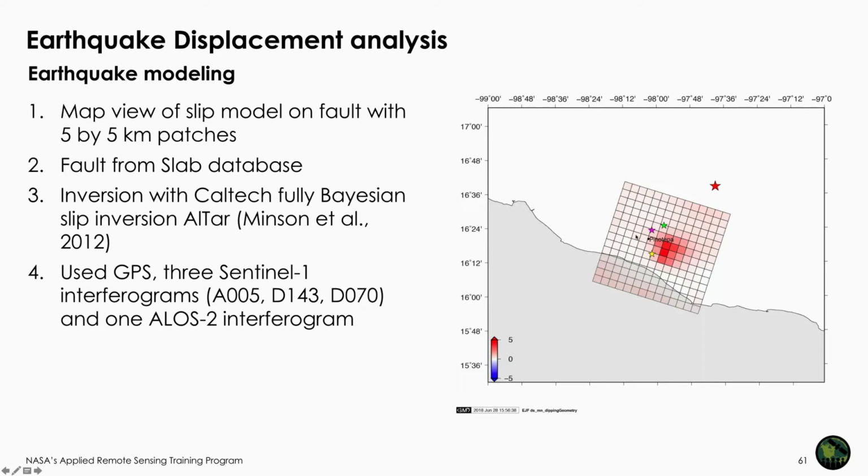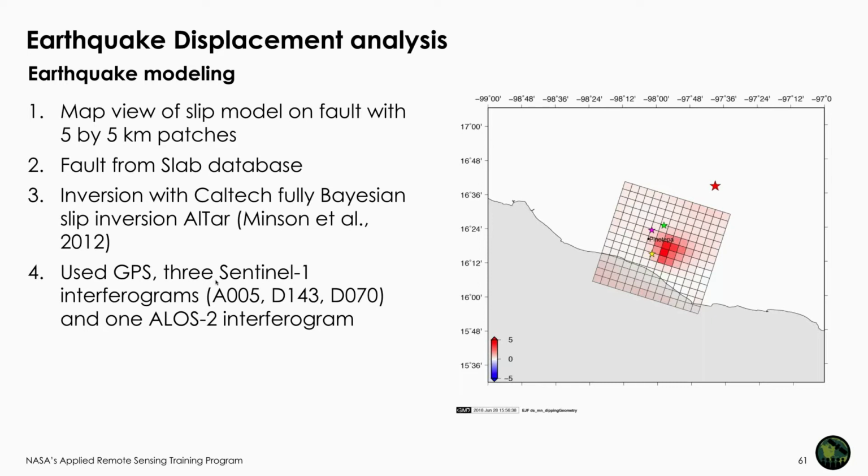And for this particular slip model, I used 3 of the Sentinel interferograms, the ascending track one that we have been looking at, and then 2 other interferograms from descending tracks. I also used data from the ALOS-2 satellite and some GPS data. So in general, it's always much better to have ascending and descending interferograms to get a better idea of your earthquake slip.